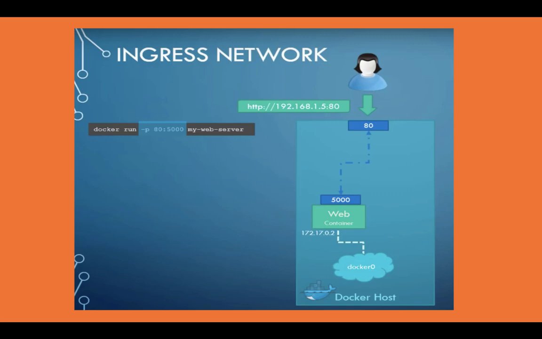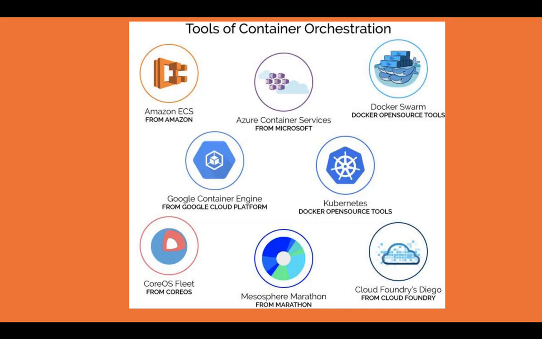So this is how the ingress network works in Docker. We can map our port numbers from Docker to our host operating system port number.